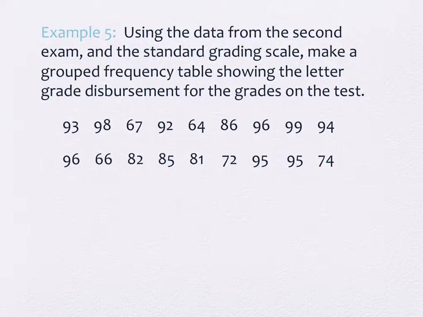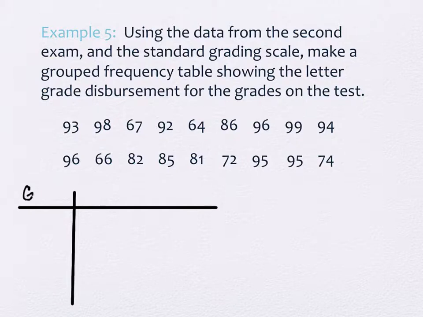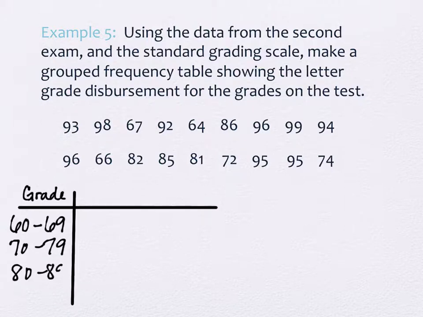So we're going to create a grouped frequency table with the set of data that we just dealt with a moment ago. The way this would work is that you have a table, and in your table you have a category for the grade. We're doing letter grades, and we're going to make the letter grades not written as A, B, C, D, but written with the intervals. So our intervals are 60 to 69, 70 to 79, 80 to 89, and 90 to 99.